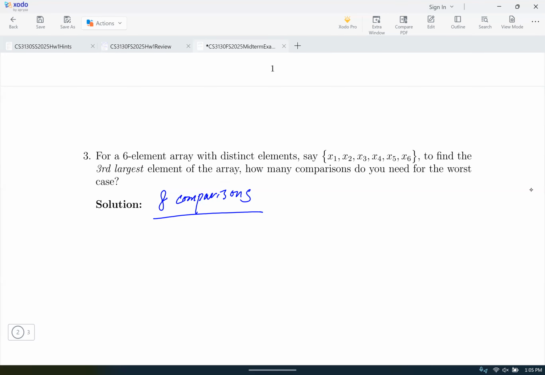The first 2 I call the weak solutions, and the last one the strong solution. A weak solution is not as good as the strong solution, right? Actually, most of you did the weak version. For the weak solution, you use 9 comparisons. Because it's not the best solution, I call it a weak solution. Then the strong solution.